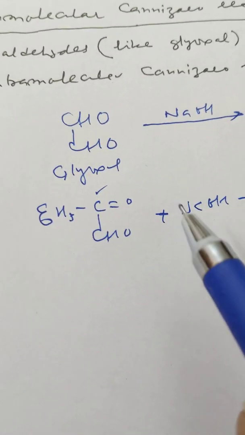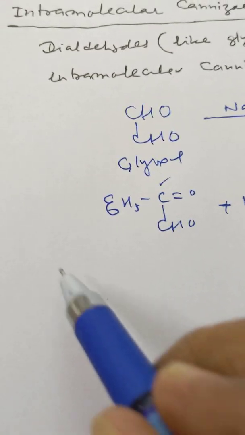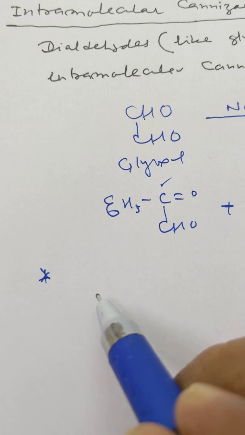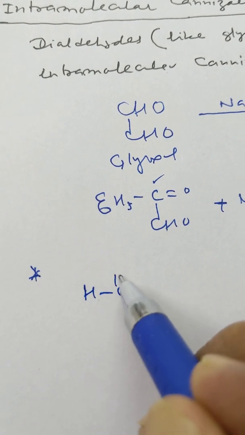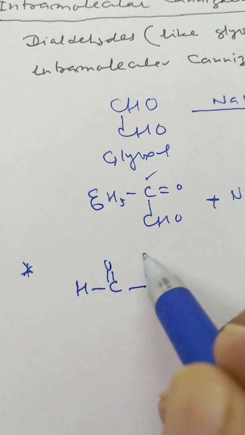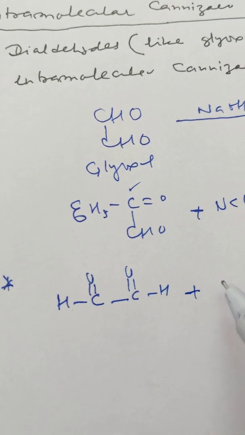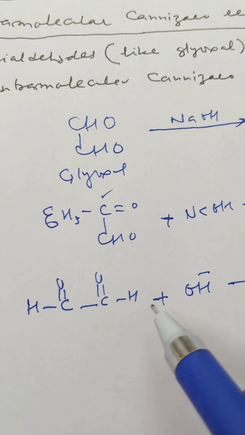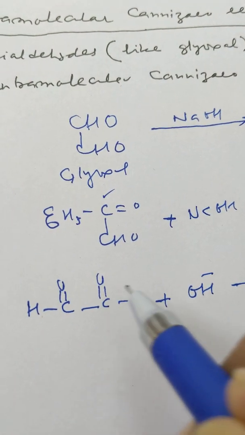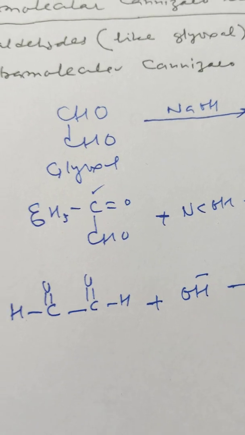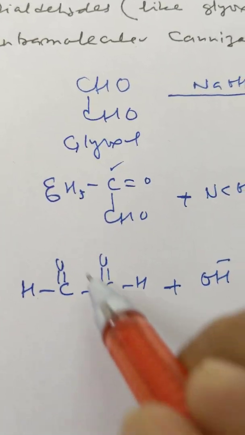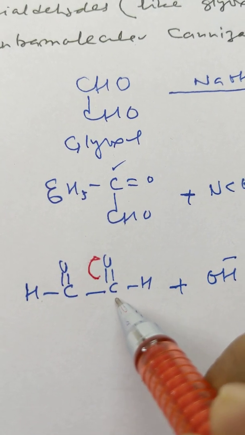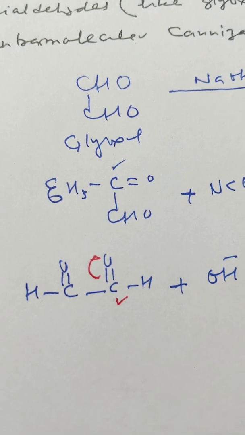Now let us see how this proceeds. The mechanism is the same, but let me tell you how the mechanism for intramolecular reaction takes place. Let us start with the example of this glyoxal. Now in similar fashion, as we studied the mechanism of Cannizzaro, alkali will attack. Now alkali will attack this carbon. Now what will happen to this? This electron pair moves to this position and alkali will attack this carbon.